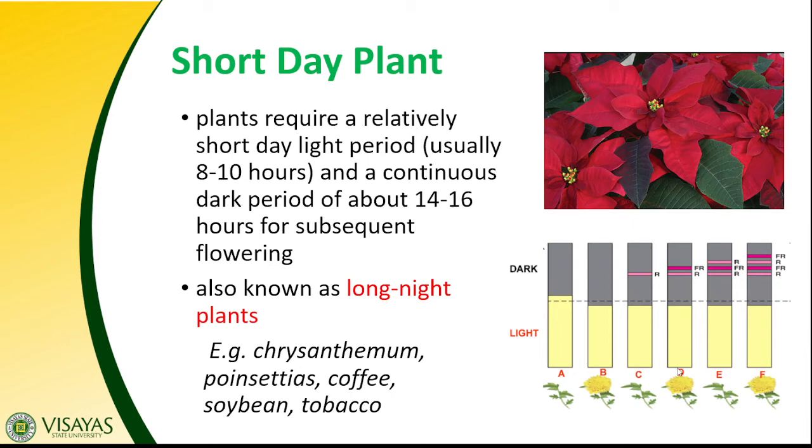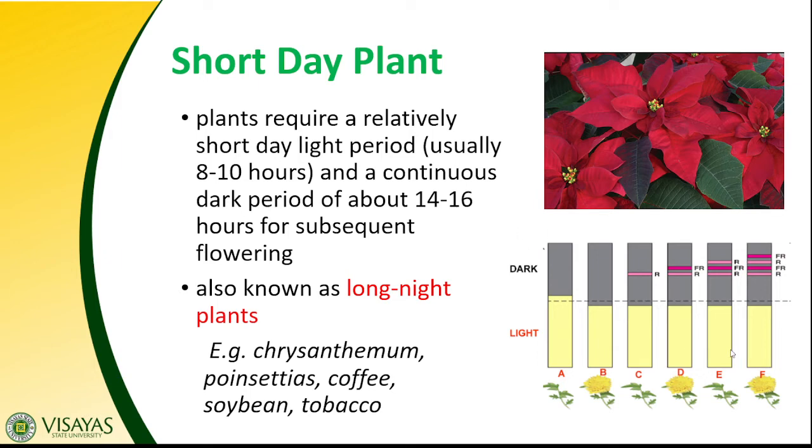And letter D, same with B and C. The plant here is exposed to short day condition. And yes, it's below the critical day length. However, it is being interrupted. During the dark period, there is an interruption of the red light, which is followed by far red light or FR, and this is inductive to the flowering of these short day plants.